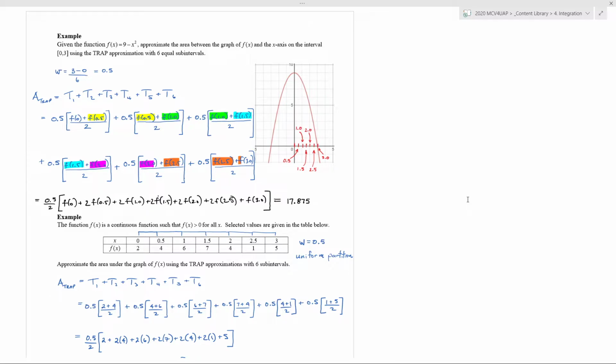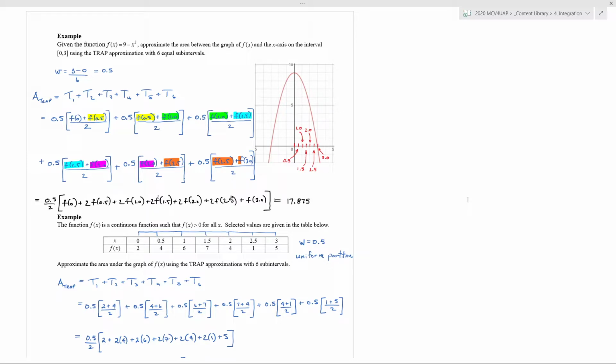So you would get 0.5 times the average of the first 2 y values plus 0.5 times the average of 4 and 6 plus 0.5 times the average of 6 and 7 plus 0.5 times the average of 7 and 4 plus 0.5 times the average of 4 and 1 plus 0.5 times the average of 1 and 5.